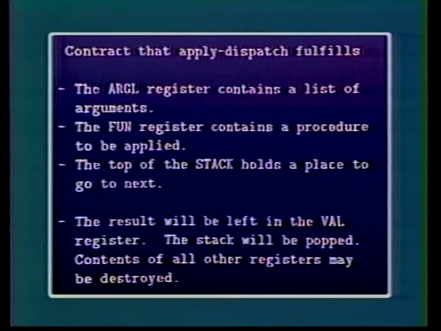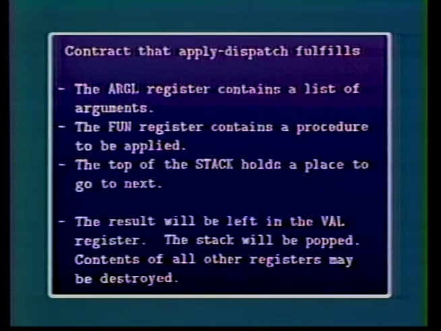The other big piece is apply dispatch, which corresponds to apply. It's got to apply a procedure to some arguments. So it assumes that the register argl contains a list of the evaluated arguments, and fun contains the procedure. Those correspond to the arguments to the apply procedure in the metacircular evaluator. And in this particular evaluator, we're going to use a discipline which says the place the machine should go to next when apply is done is, at the moment apply dispatch is called, at the top of the stack. That's just discipline for the way this particular machine is organized.